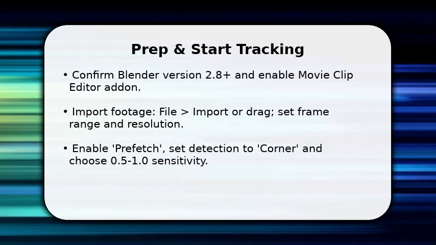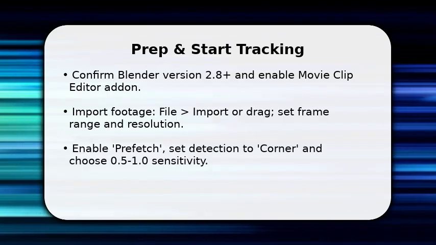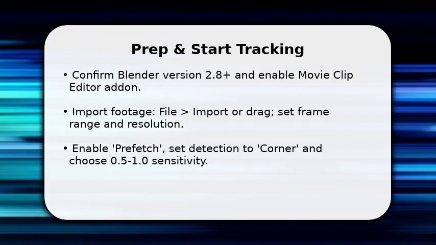You begin by verifying Blender 2.8 or newer, and enabling the movie clip editor. Open your clip, set the correct frame range and resolution so tracking matches the final render. Once loaded, switch to tracking mode and enable prefetch to cache frames. This speeds tracking. Use corner detection and set sensitivity around 0.5 to 1.0 to catch features without noise.